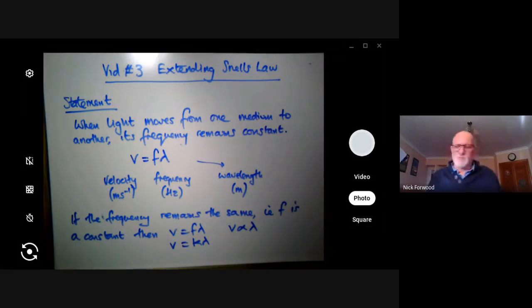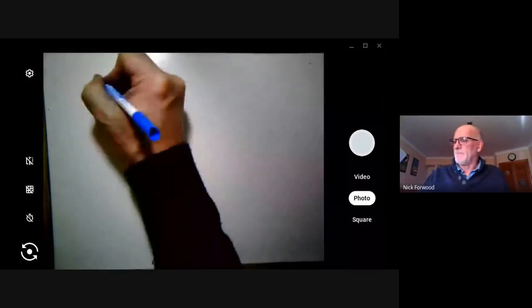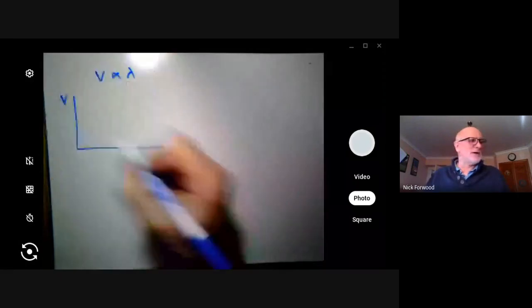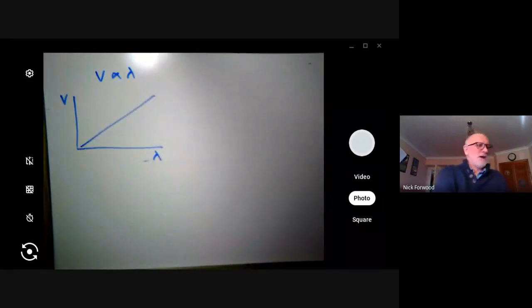So how does this pan out, and how does that extend Snell's law? Right, let's have a look at the consequences of that. If velocity is proportional to wavelength, then when you have a graph of velocity and wavelength, you end up with a straight line. It so happens that the gradient of that straight line might be useful to us, because we can extend Snell's law to look at velocity and wavelength.